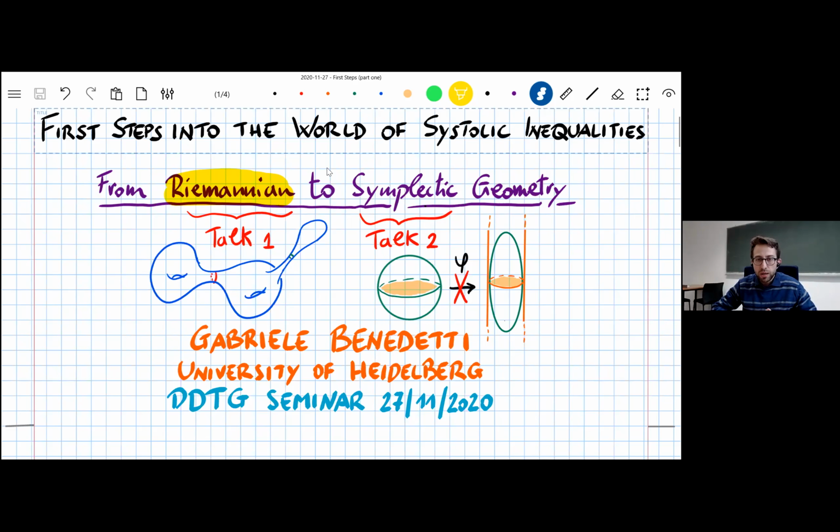In the second talk, we are going to see that this inequality actually can be phrased in a more general setting, the setting of symplectic geometry. And we will see that this leads to some very nice open problems also today. Okay, so I will start then the talk.